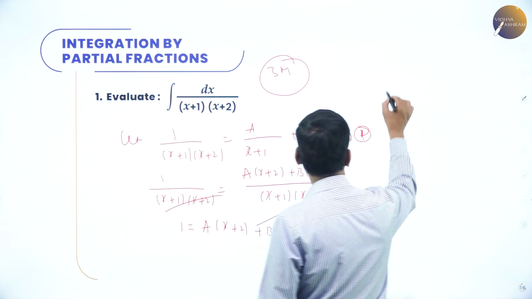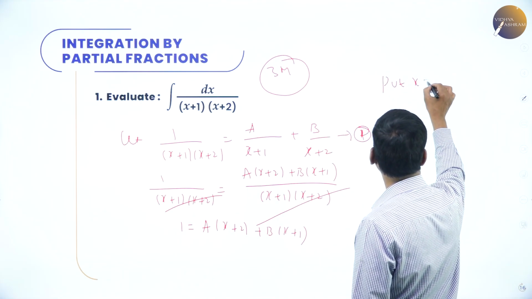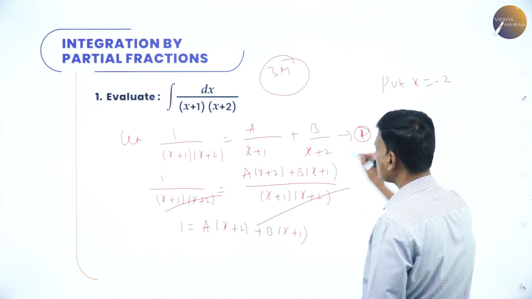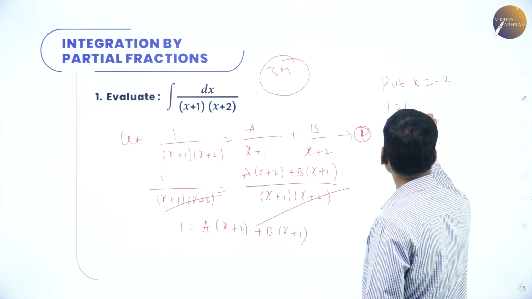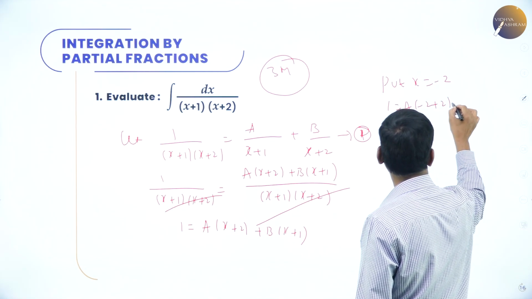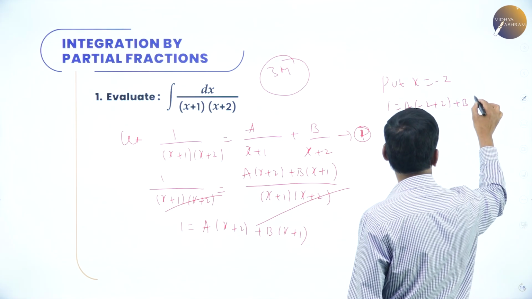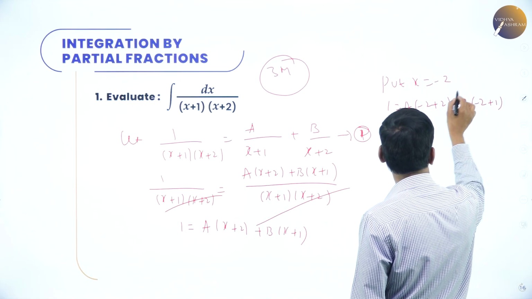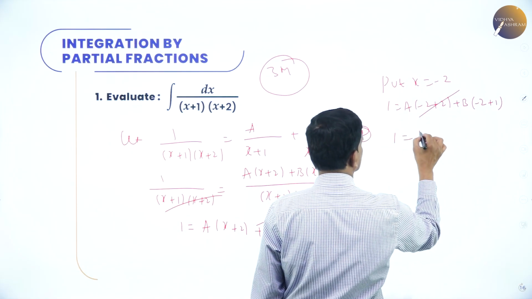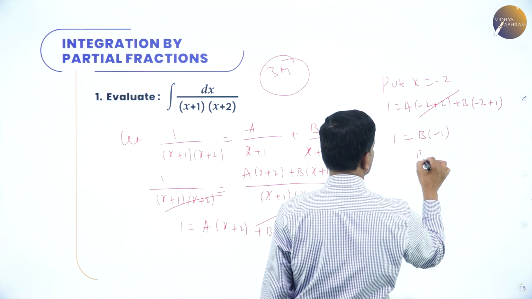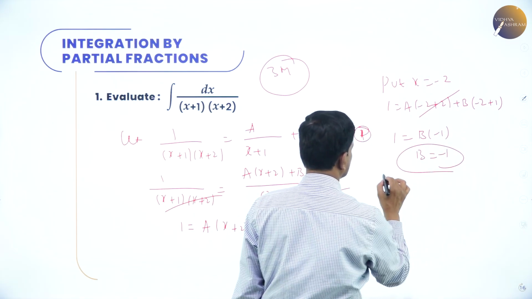Now put x is equal to minus 2. What you will get? 1 is equal to a into (minus 2 plus 2) plus b into (minus 2 plus 1). This gets cancelled. 1 is equal to b into minus 1. Therefore, b is equal to minus 1.